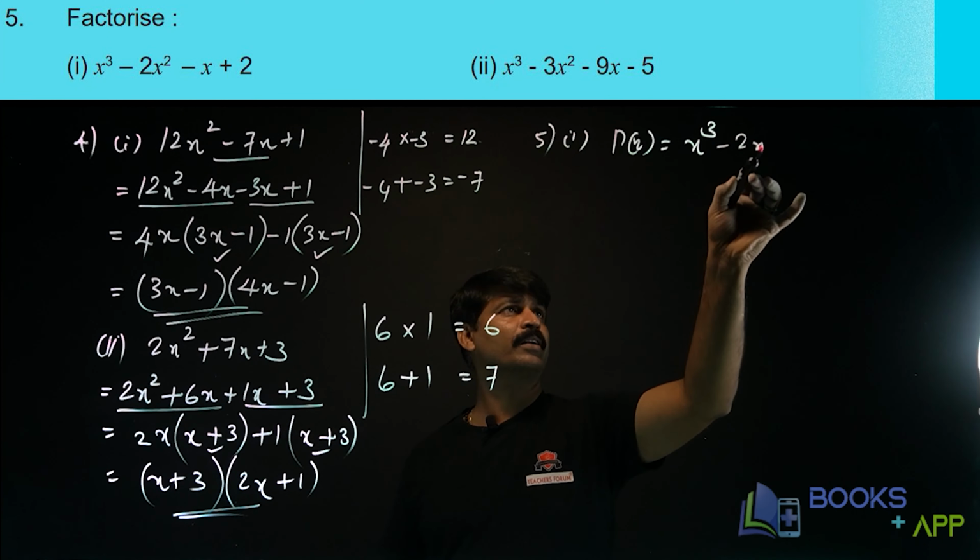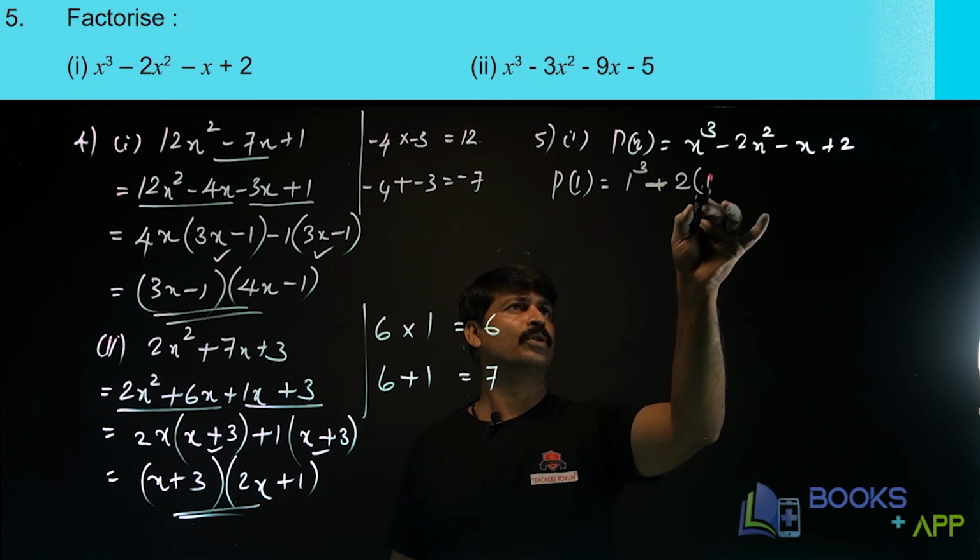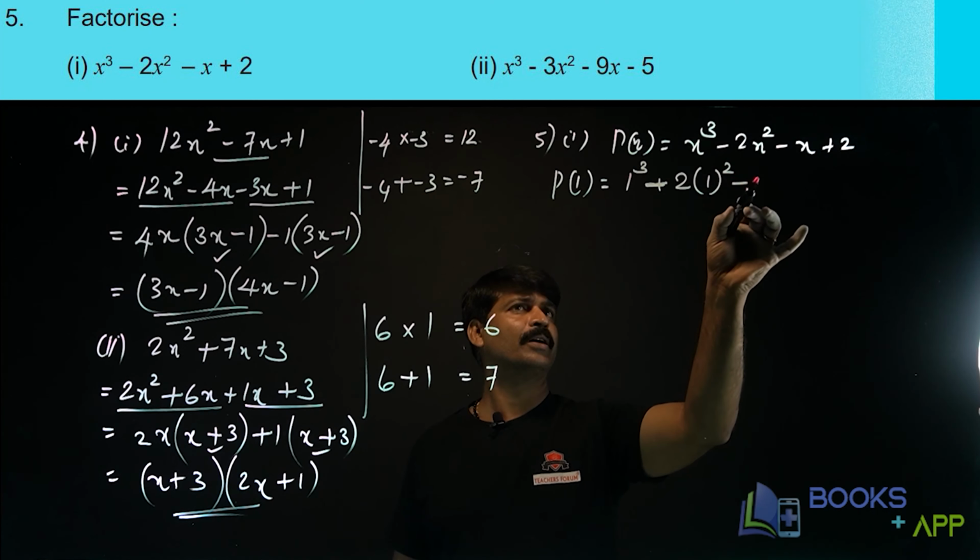So we are going to find what is P of 1 first. If P of 1 is 0, you can say that x minus 1 is a factor. If it is not 0, you have to substitute. You have to find P of minus 1. Then you have to find P of 2, P of minus 2, etc. So let us find what is P of 1. Instead of x, you should substitute 1. So it becomes 1 cube, minus 2 into 1 square, minus 1 plus 2.